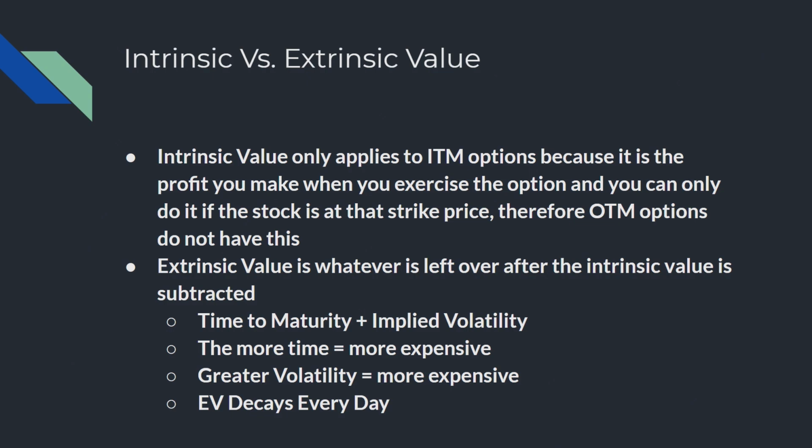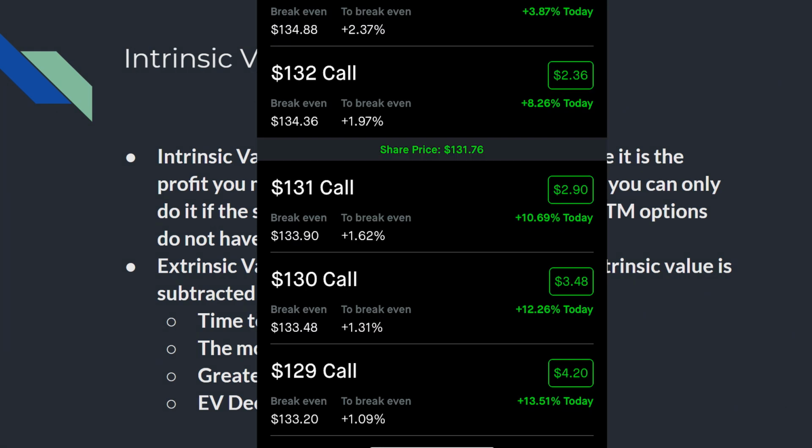So let's take a look at Apple again. Let's take a look at the same expiration date. Now let's take a look at the 131 call. Right? So right now, Apple is at 131.76. So the intrinsic value, how you calculate this is you minus 131.76 from 131.